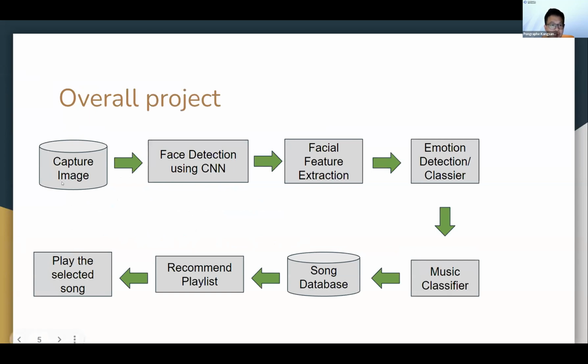We capture an image of the facial expression, and then use the CNN model to detect the face and extract the features of the face. Then we classify it with a music classifier, select the song, and play the song.